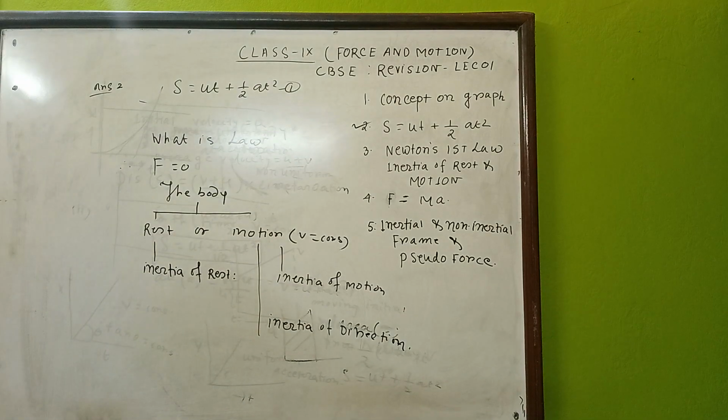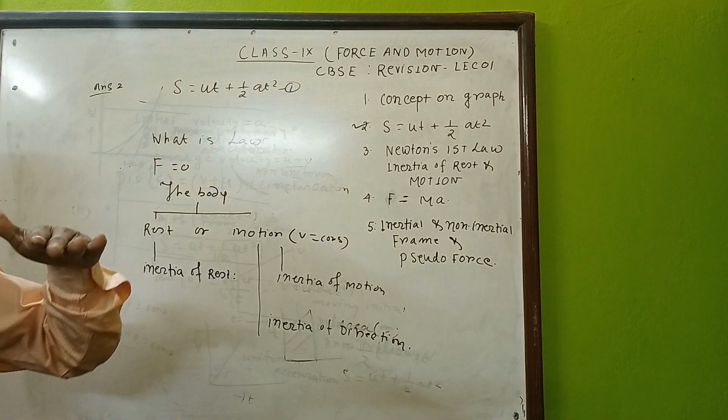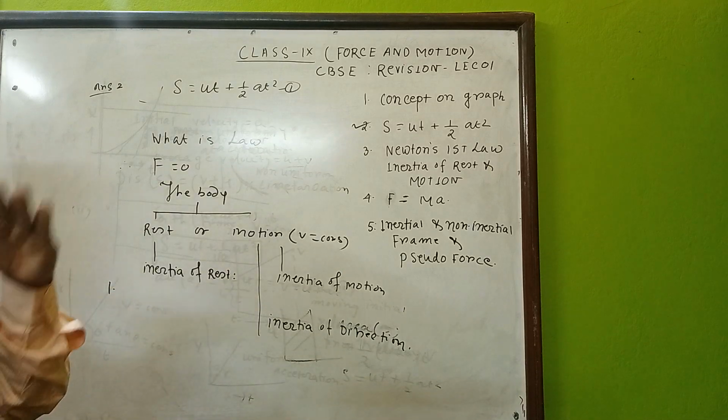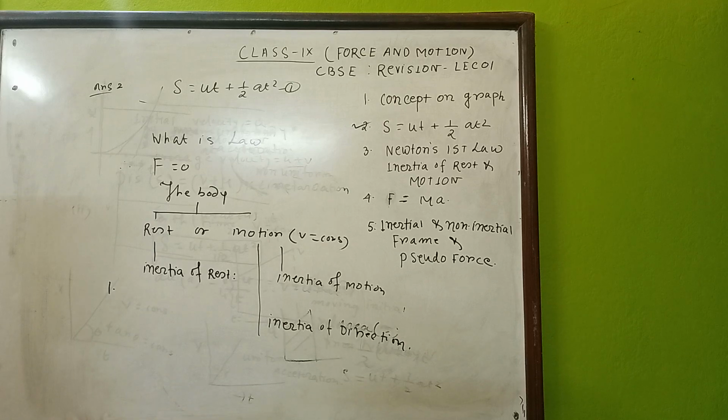Now, an example. Suppose you are riding a horse, and the horse is moving with uniform velocity. All of a sudden the horse moves forward. Then you will lean backward, because the lower portion of you moves with the horse, while the upper portion has the tendency to stay at rest, so you lean backward.